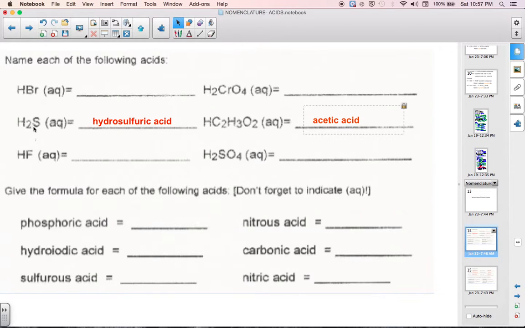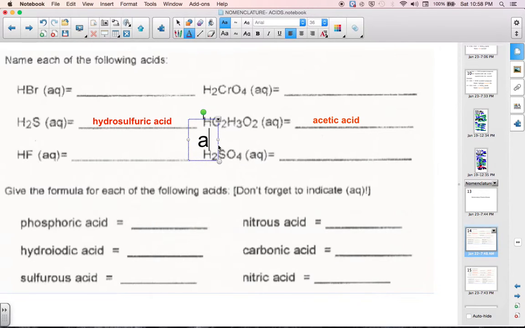Okay, here I have hydrogen and sulfur. We already did this one, hydrosulfuric acid. Here we have the C2H3O2. If you look at the back of the periodic table, that is actually the acetate ion. The acetate oxyanion ends in ATE, so I know that it's going to be called acetic acid, because the acetate ion ends in ATE.